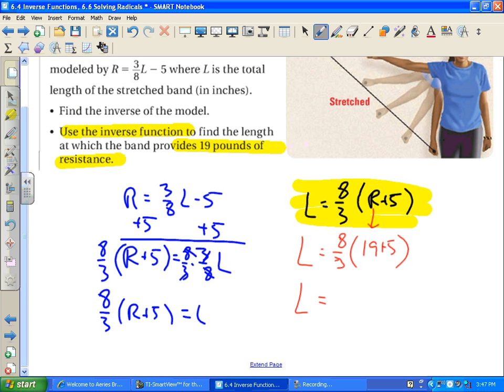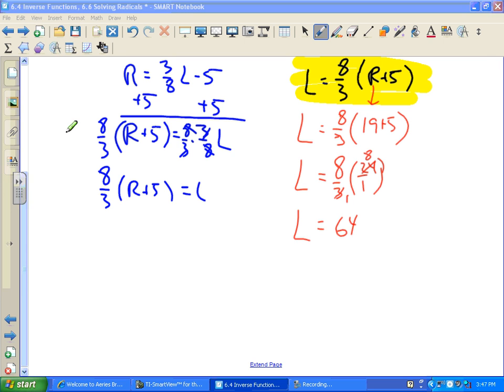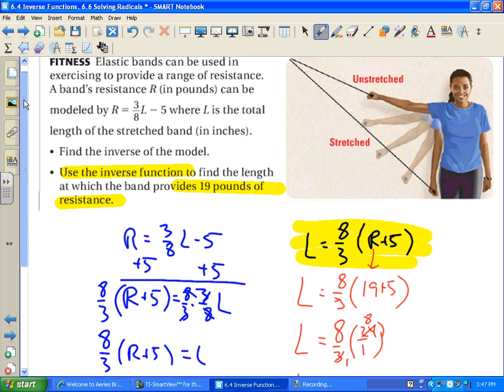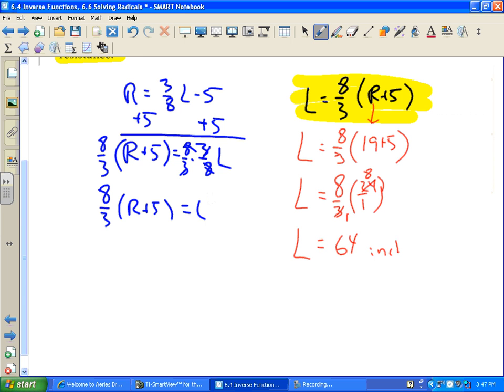So how big is the length? That's going to be 8/3 times, let's see, 19 plus 5 is 24. That's 24 over 1 as a fraction. All I have to do is reduce this fraction. 3 goes into 3 once. 3 goes into 24 8 times. I'm left with 8 times 8, so that answer is 64. So in this case, the length will be 64, I think inches. What does it say? Inches? Yep. 64 inches.